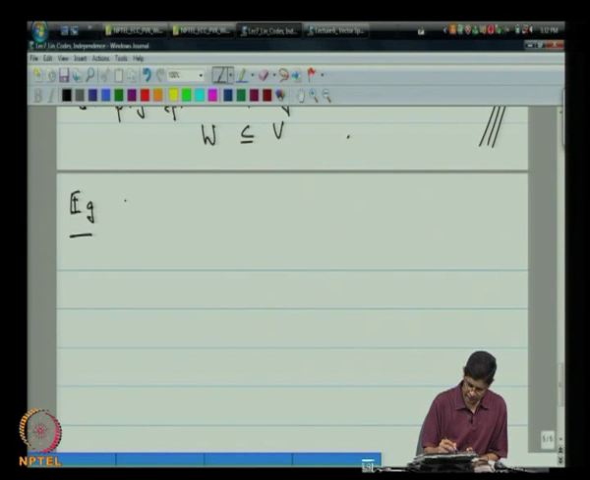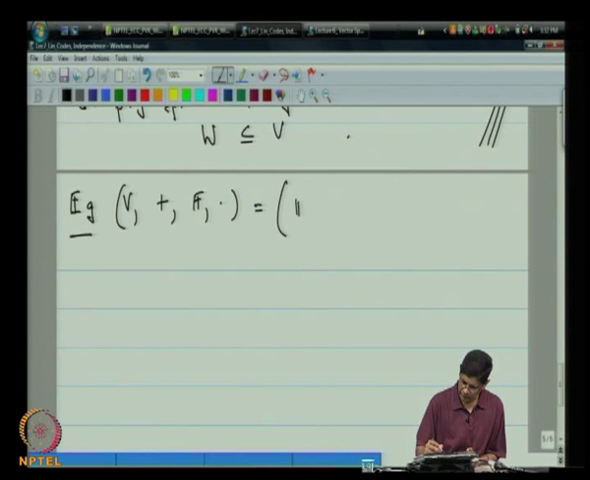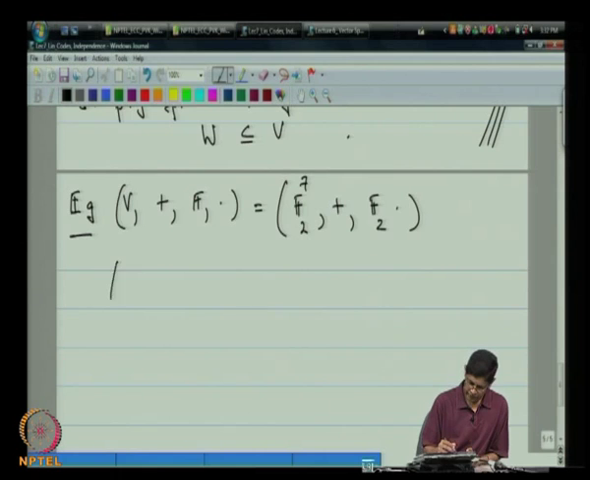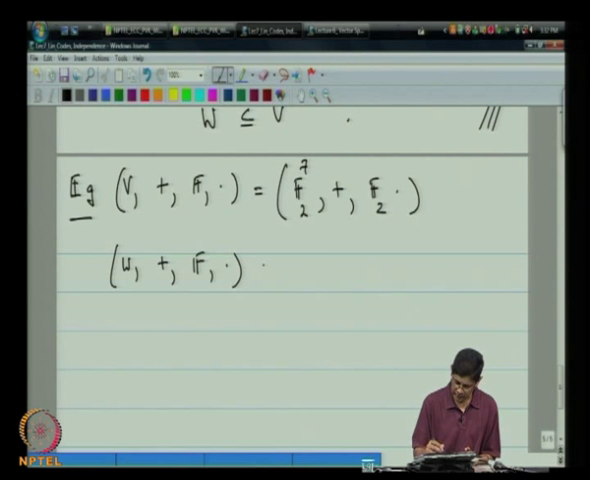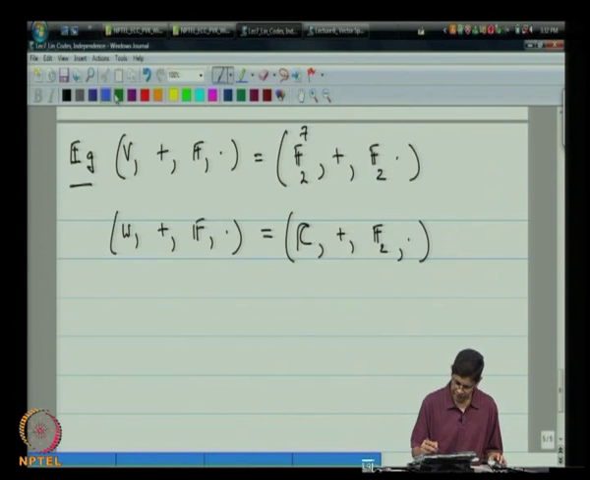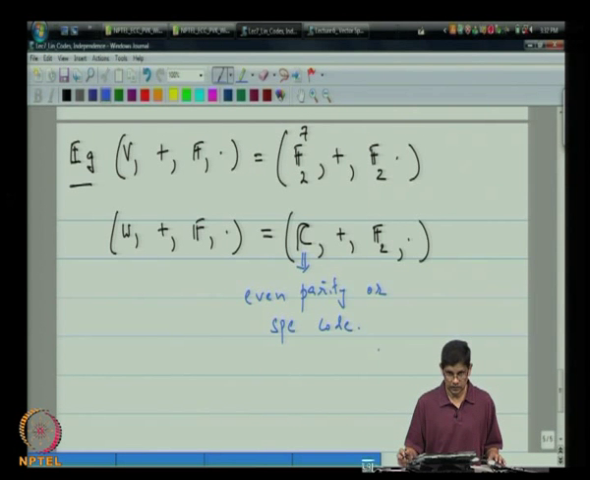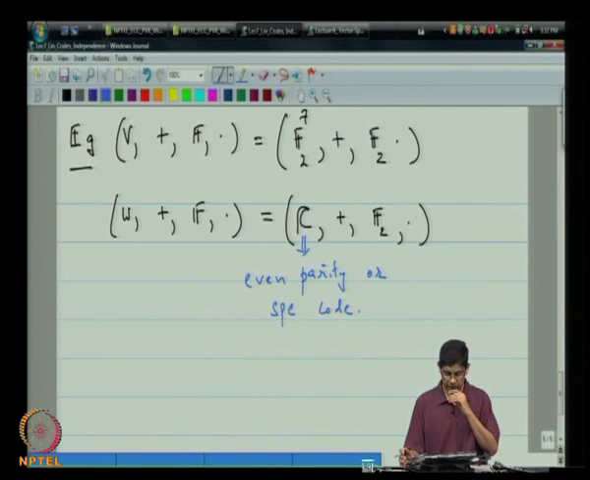Let us say that your parent vector space, that is V plus F dot, is F2 to the 7 plus F2 dot, and that the subset that you are intending to test is a code, and the particular code that I want to test here is the even parity or the single parity check code. Okay. So, I would like to show you that this is a subspace.